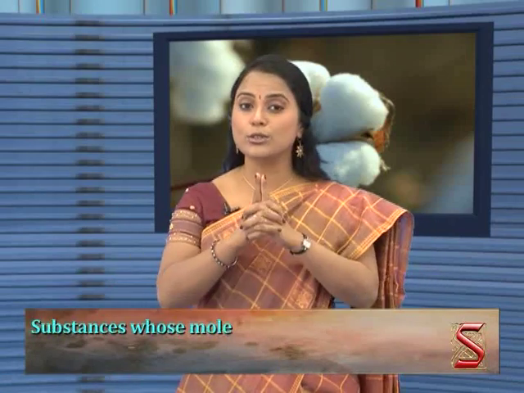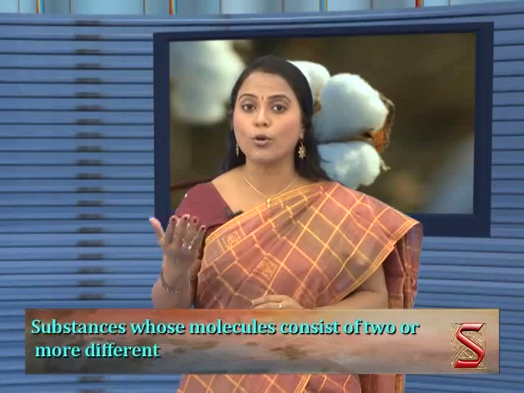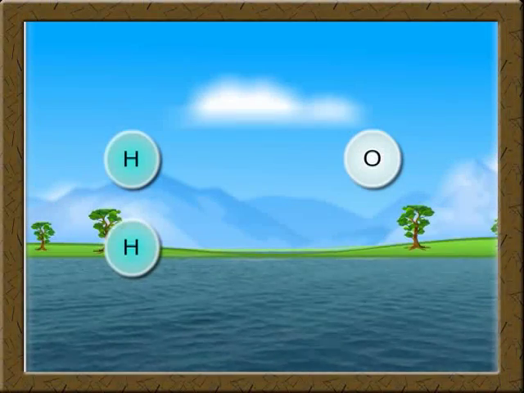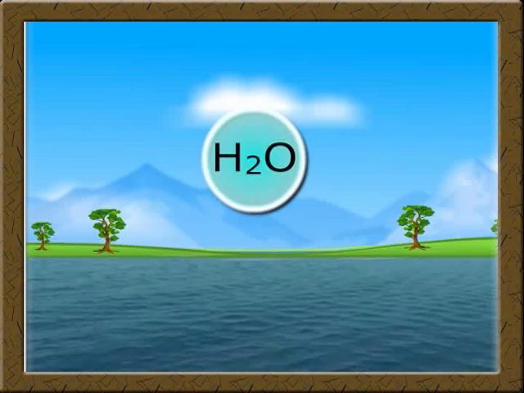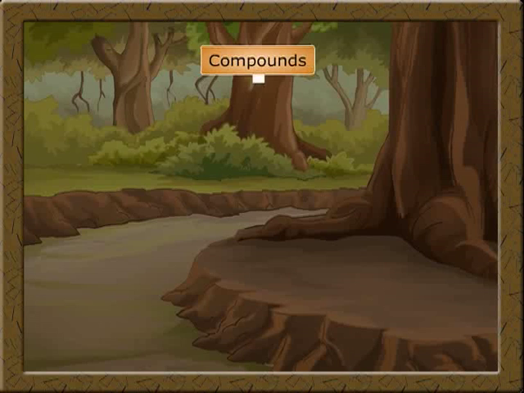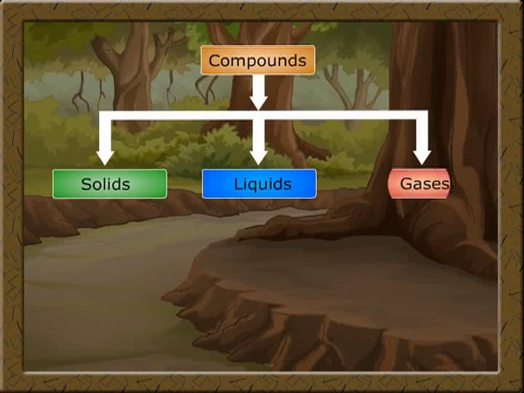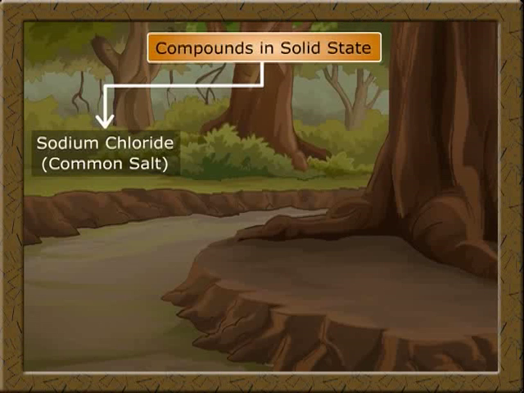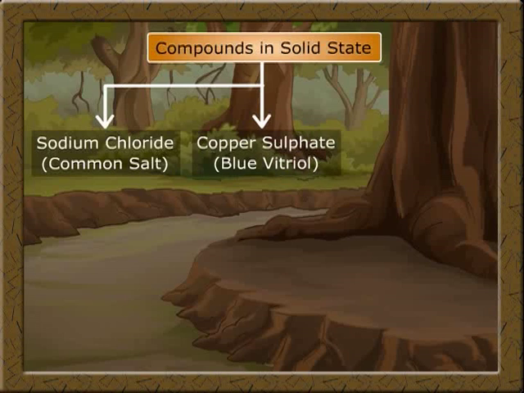What are compounds? Yes, substances whose molecules consist of two or more different types of atoms are called compounds. For example, a water molecule is formed by a combination of hydrogen and oxygen atoms. Compounds exist in solid, liquid and gaseous states. Examples of compounds in solid state are sodium chloride, which is common salt, copper sulfate, that is blue vitriol, iron sulfide, etc.